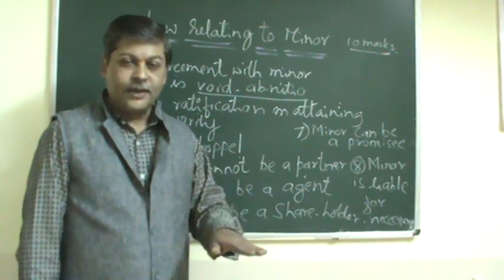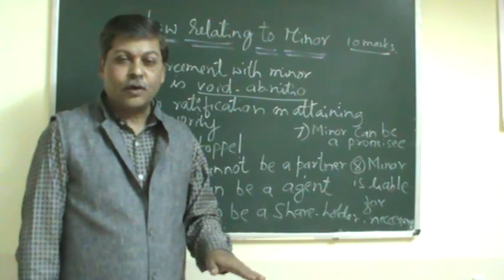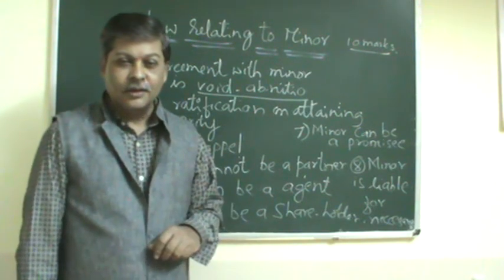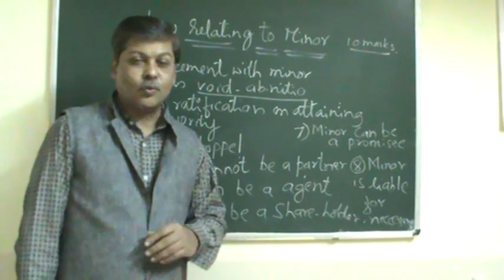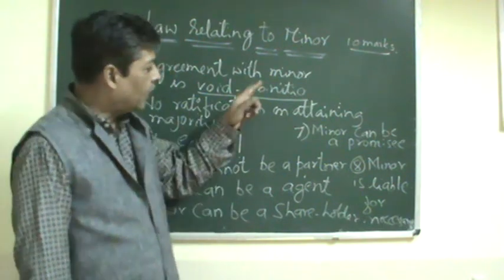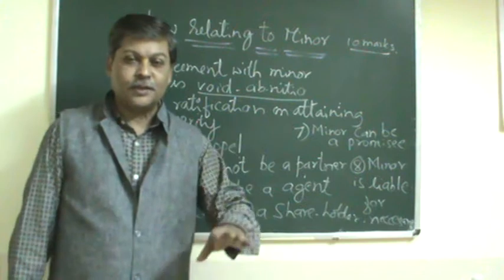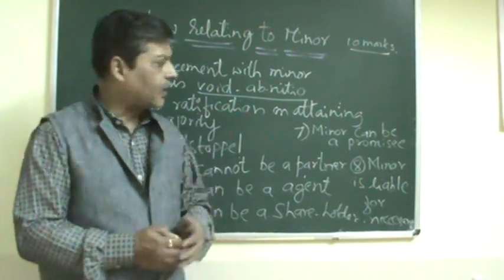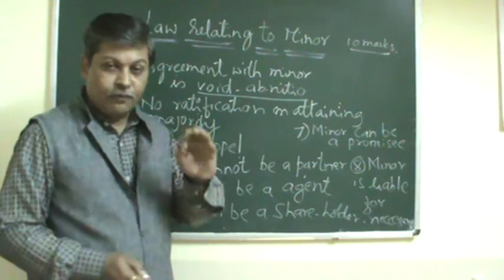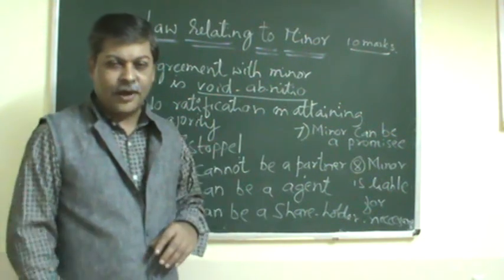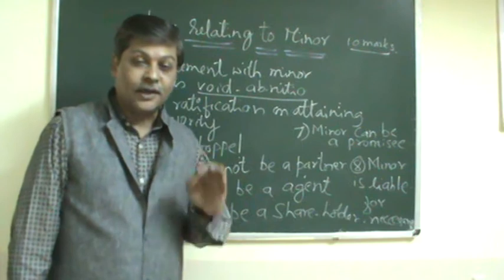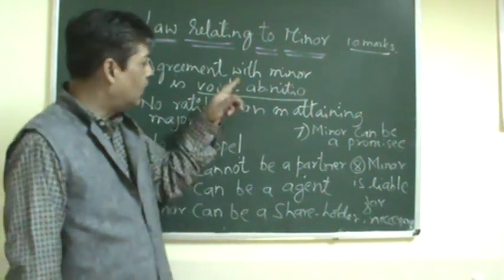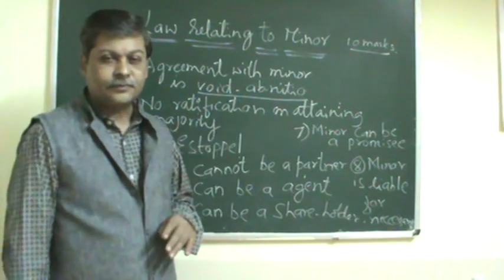The law itself has forbidden any agreement with a minor from leading to a contract. It is expressly declared void by the law itself, an agreement with a minor. So right from the inception, the agreement cannot lead to a contract. It is void ab initio, that is, from the beginning. It is unenforceable. That is what the law says.